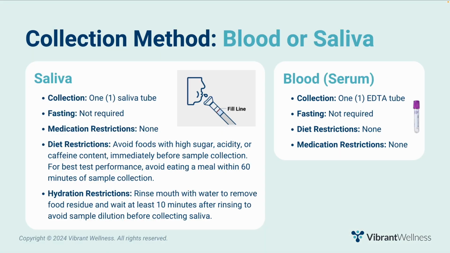Vibrant's Toxin Genetics Test can be collected via blood or saliva. For blood, patients collect 1 EDTA tube. Fasting is not required, and there are no diet or medication restrictions. For saliva, patients collect 1 saliva specimen tube. Again, fasting is not required, and there are no medication restrictions.